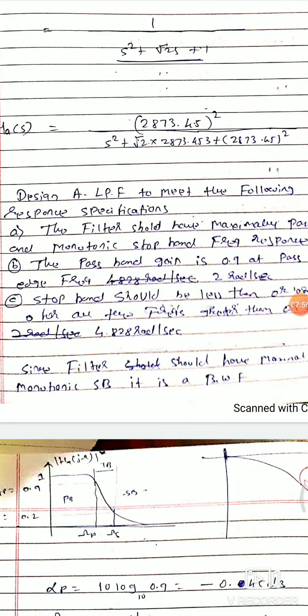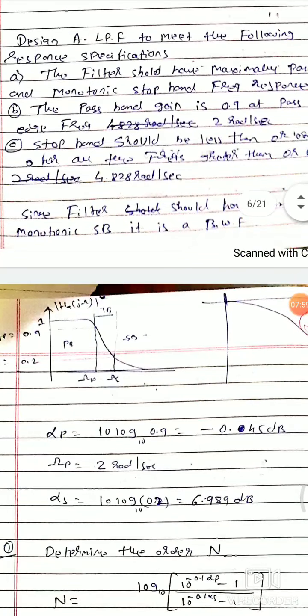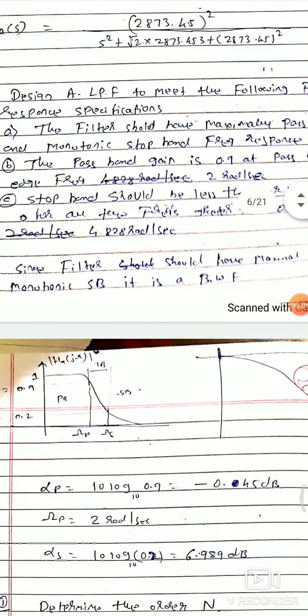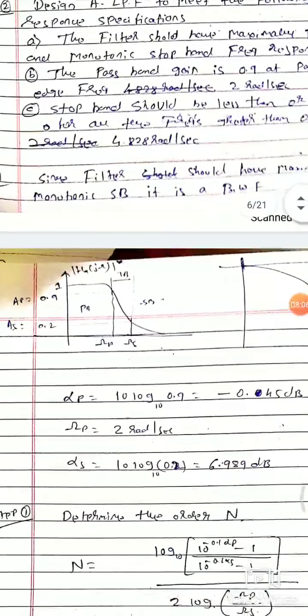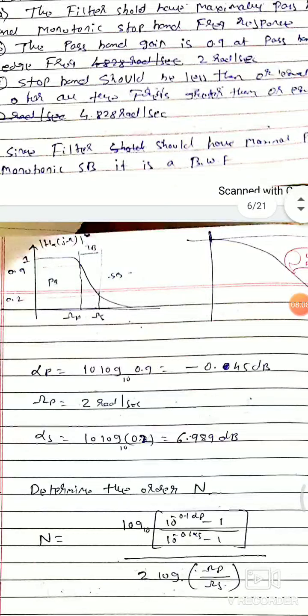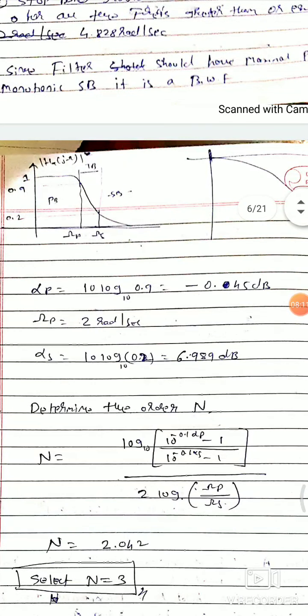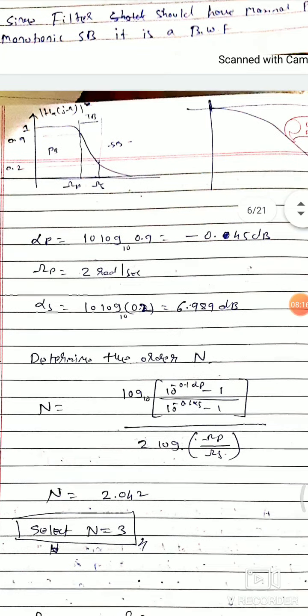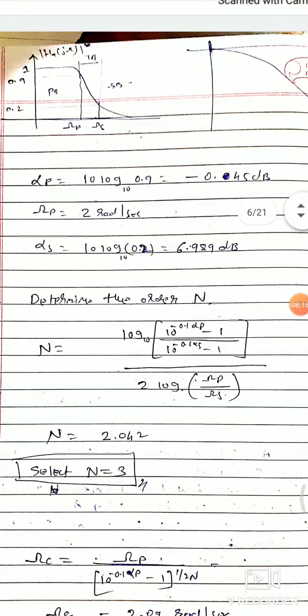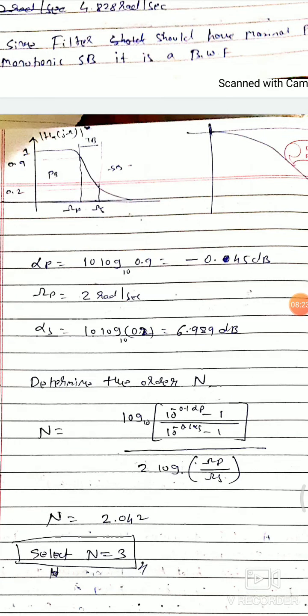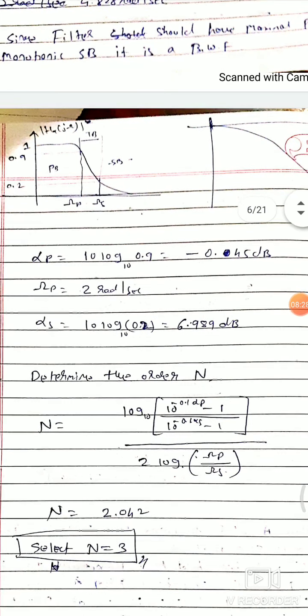So this is the data which is given. Here they have given you the gain, so if you take the attenuation part, it is again a negative of it. So alpha p you calculate as 10 log of 10 to 0.9, which gives 0.4 pi dB. Omega p you know, 2 radians per second. Alpha s you again have to calculate as 10 log, because you have to refer to this frequency response. They have given the gain, you have to take the attenuation of it. So you get 6.989 dB alpha s.